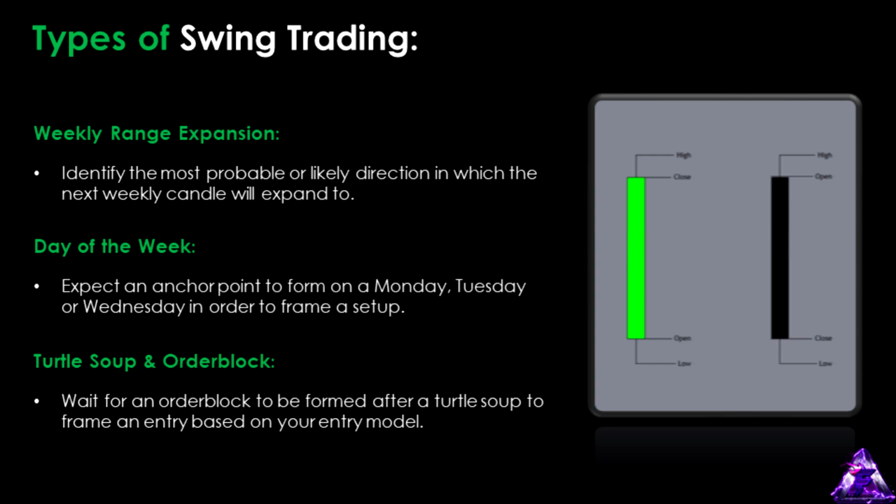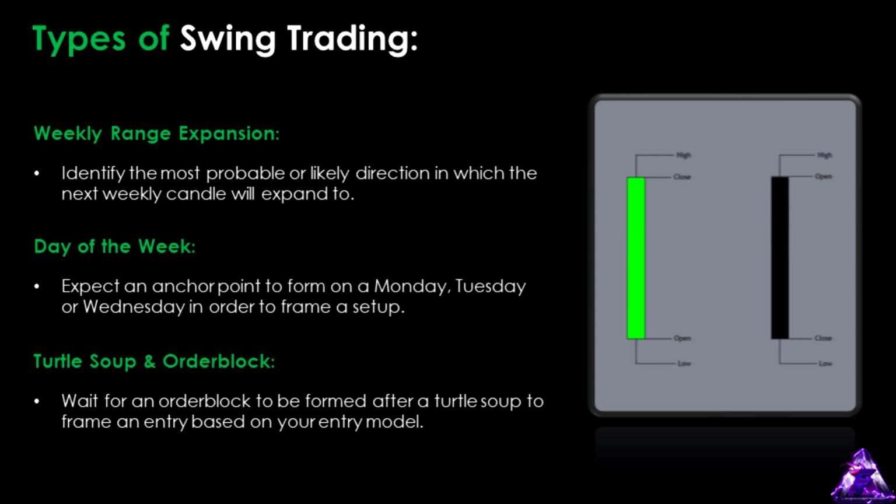Next, let's talk about the days of the week. In the one-shot, one-kill model, you'll typically find 1 to 2 high-probability trades per week. This means your focus is on quality over quantity. You'll only take trades that position you in the direction of the higher timeframe draw liquidity to capitalize on the range expansion happening on a weekly basis.